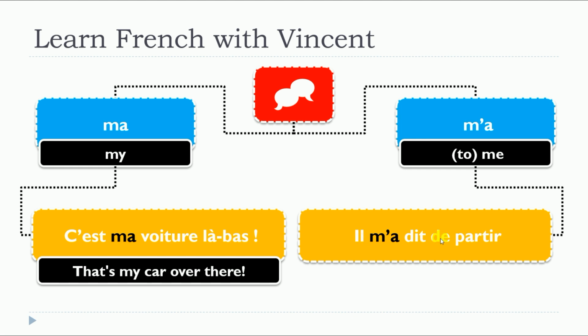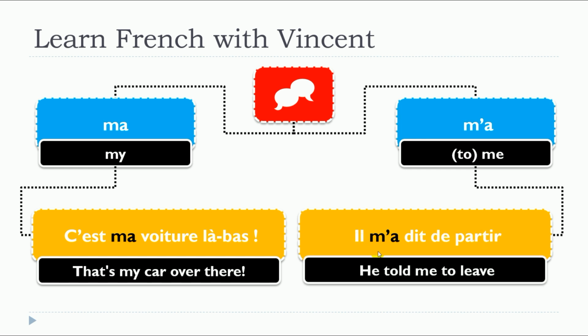Il m'a dit de partir. So in that situation, this is the possessive, ma. And in that situation, as you can see, this is the verb dire here in the passé composé form, a dit. But because the me here must be removed, the e is removed, and you put the apostrophe, you get m'a phonetically. It's exactly the same sound, ma and m'a.